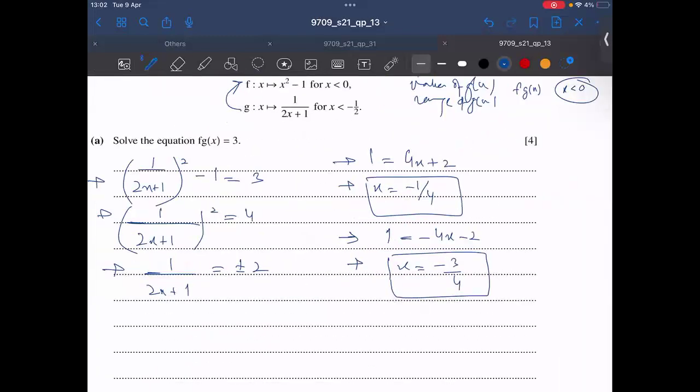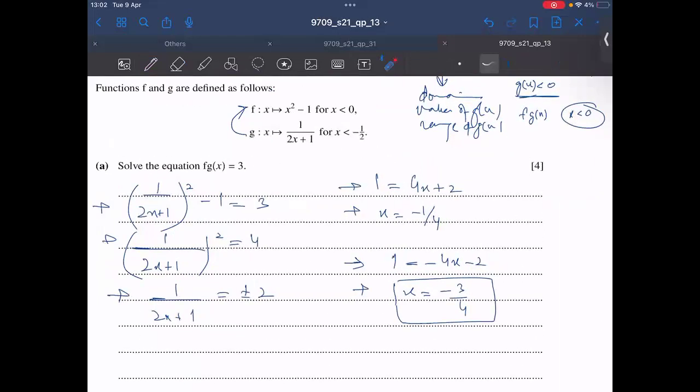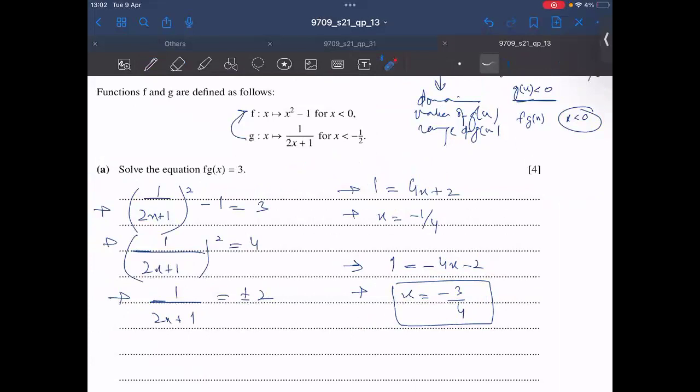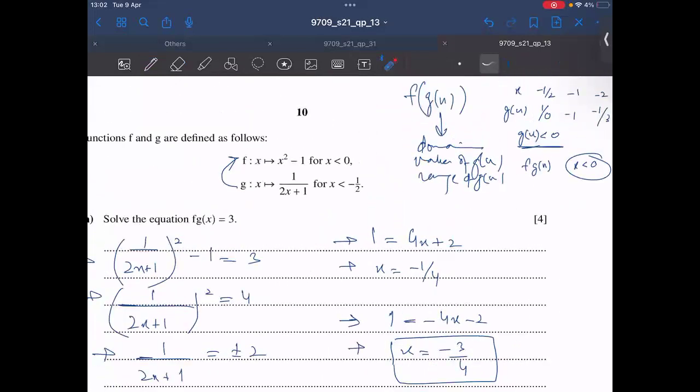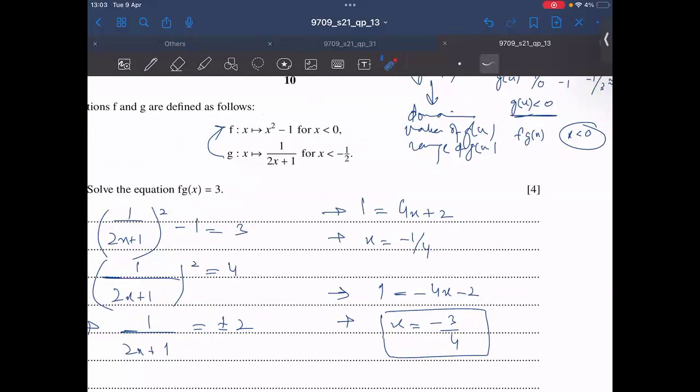All right, and we're not going to take this value in part A. Sorry, my mistake, because have a look at this. x has to be less than minus half. So we're not going to take minus 1 over 4.